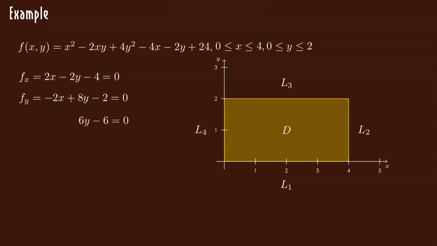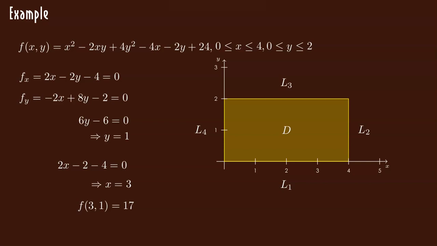If I add the 2 equations, I get 6y minus 6 equals 0. So I know my y equals 1. Plugging that back into one of my equations, I find that x is equal to 3. So I want to find the value of the function at the point (3, 1). So plug and chug, and I get 17.